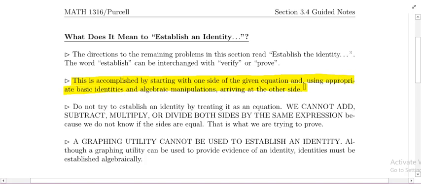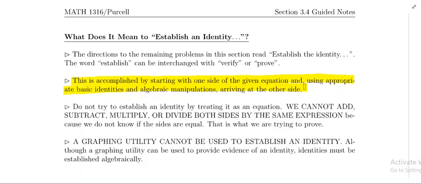You are going to start with one side of the equation and use identities that you already know. You can't use an identity that you don't know yet. You're going to use basic identities combined with algebraic manipulations, things like we did in example 1, and work your way until you get to the other side of the equation.